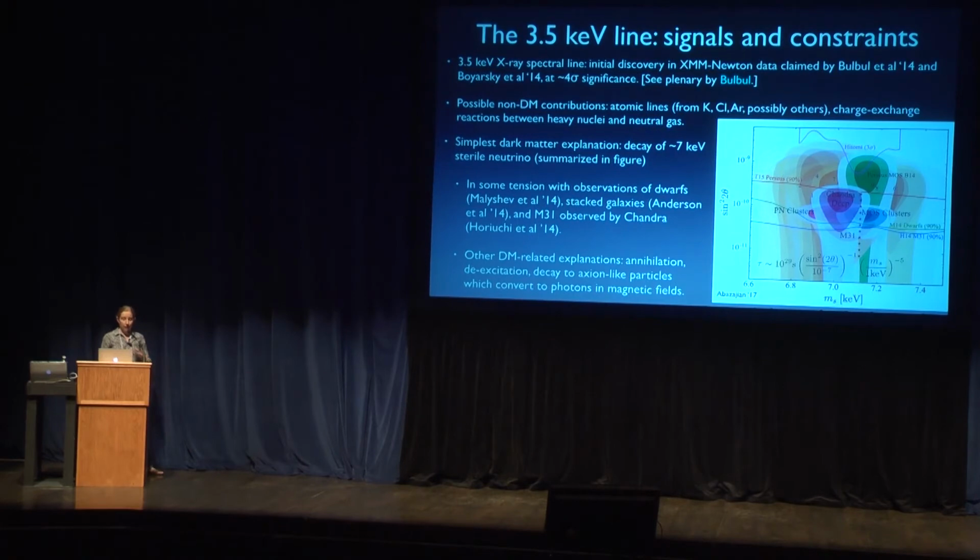It's a very simple model. It's a very predictive model. Because it's very predictive, it's very testable. You can go and look at the signal from any system, as the decay signal should only depend on the amount of dark matter in that system. So you can test this by looking at objects where we'd expect there to be dark matter and see if we see anything. There's some tension between this simple dark matter decay explanation and observations of dwarf galaxies, stacked galaxy clusters, and M31. Now, this tension could be alleviated if you have a somewhat more complicated dark matter explanation. But I will leave it to Esra to talk about this in more depth.